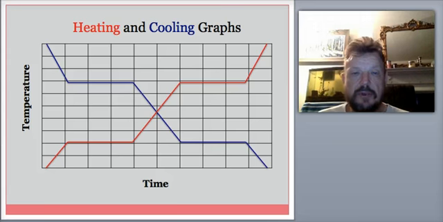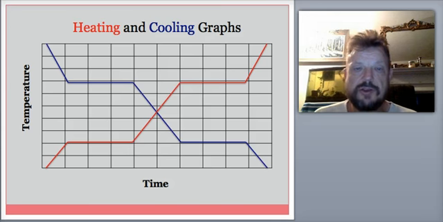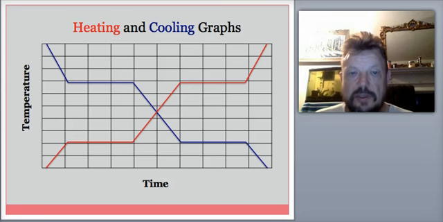This is an example of a heating and cooling graph. You'll notice that the cooling graph is a mirror image of the heating graph. This is true for most substances.